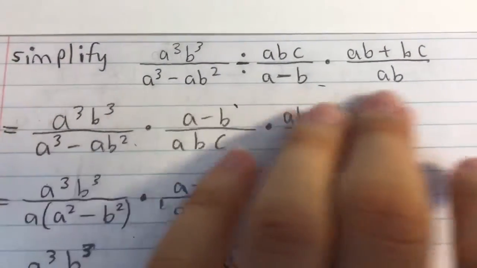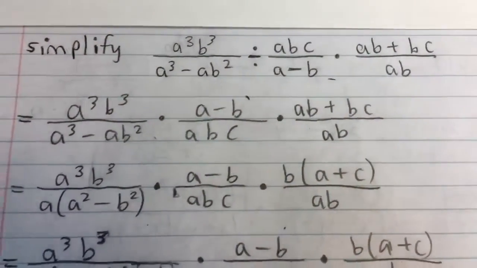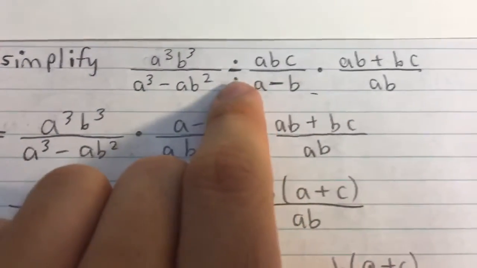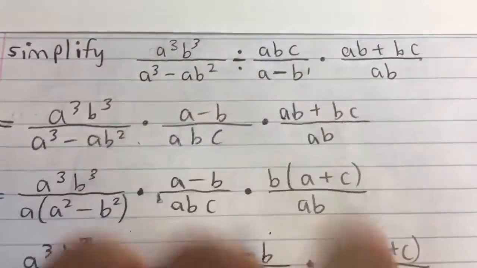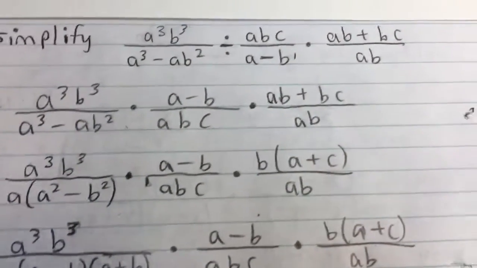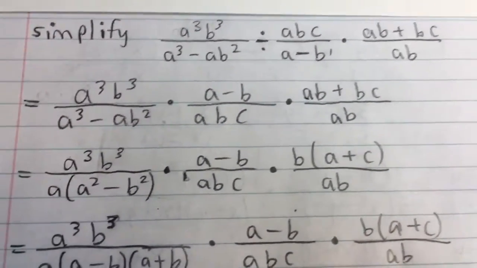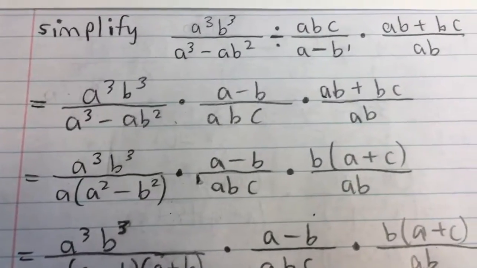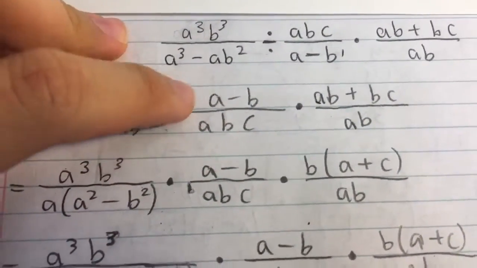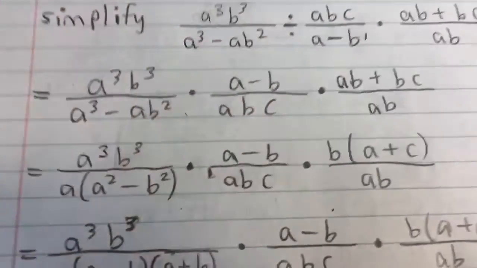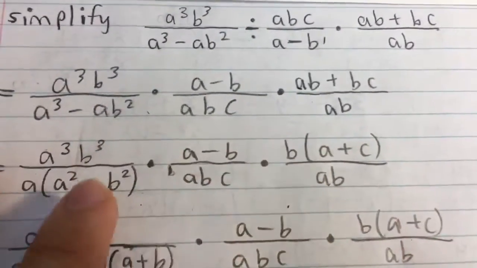Simplify the rational expression. So what I'm going to do first is, notice I have division here. I'm dividing by this fraction, and so I'm going to convert that to multiplication because it's easier to work all in multiplication. And we know that dividing by something is the same as multiplying by its reciprocal, and so I'm going to write this as multiplied by a minus b divided by abc. And now I have all multiplication.